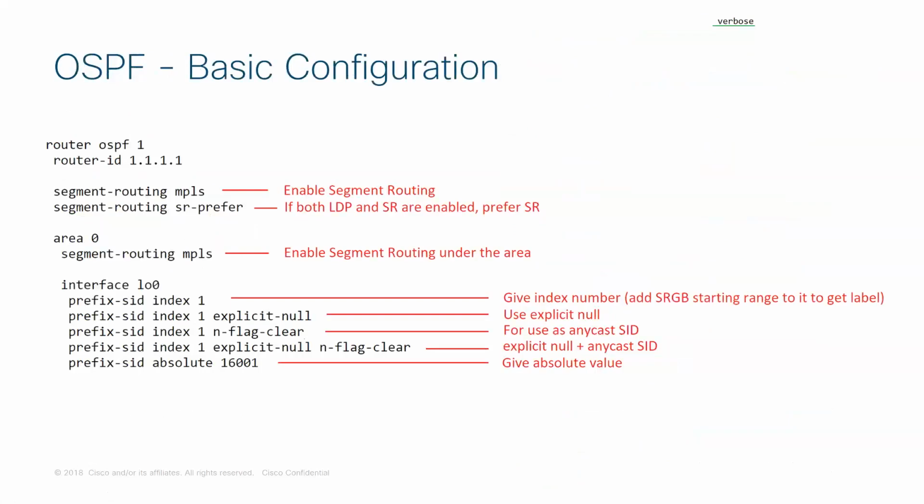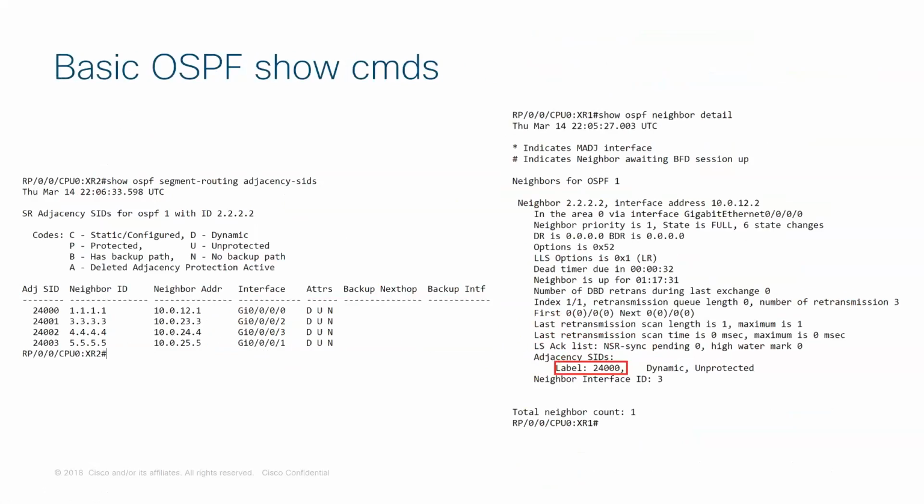Coming to OSPF, the OSPF config is you enable segment routing MPLS under OSPF and under the area also. Some areas you don't want to run segment routing, you need not mention it. SR prefer again, explicit null, N flag, which is for anycast SID. You can give the index under the loopback or you can give the absolute label value, all that config is there. OSPF show commands again: show OSPF segment routing adjacency SIDs will show you the adjacency SIDs. For node SID, there is no command particularly, currently.